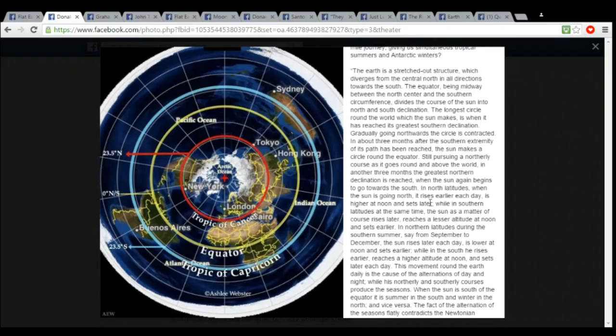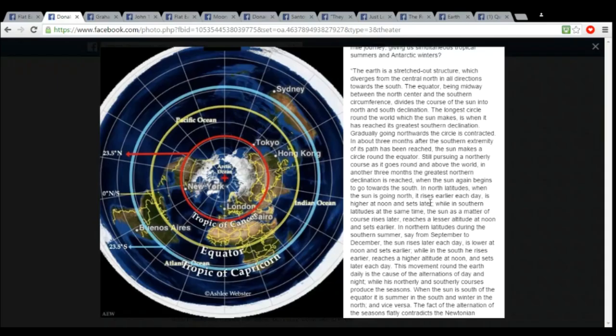In about 3 months after the southern extremity of its path has been reached, the sun makes a circle around the equator, still pushing around, pursuing a northerly course as it goes around and above the world. In another 3 months, greater northern declination is reached, when the sun again begins to go toward the south.